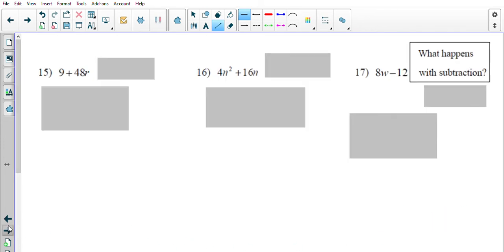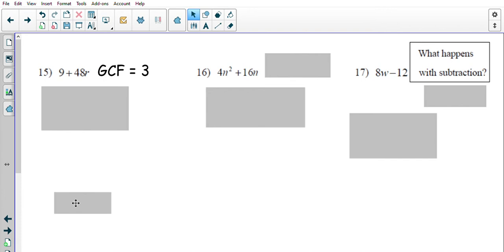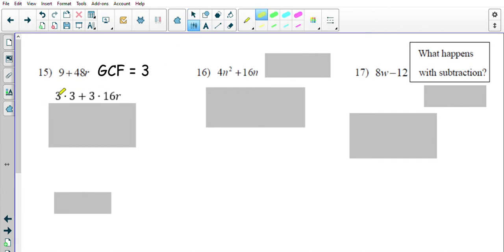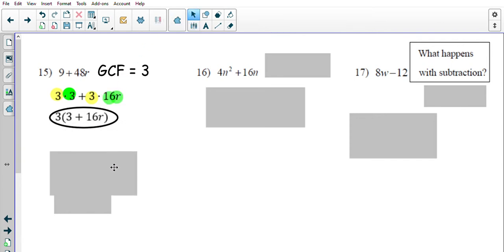All right, let's move on to number 15. 9 plus 48r. The greatest common factor of 9 and 48 is 3. So we're going to rewrite this as 3 times 3 for 9, 3 times 16r for 48r. So the 3 goes outside the parentheses, and then 3 plus 16r is left inside the parentheses.